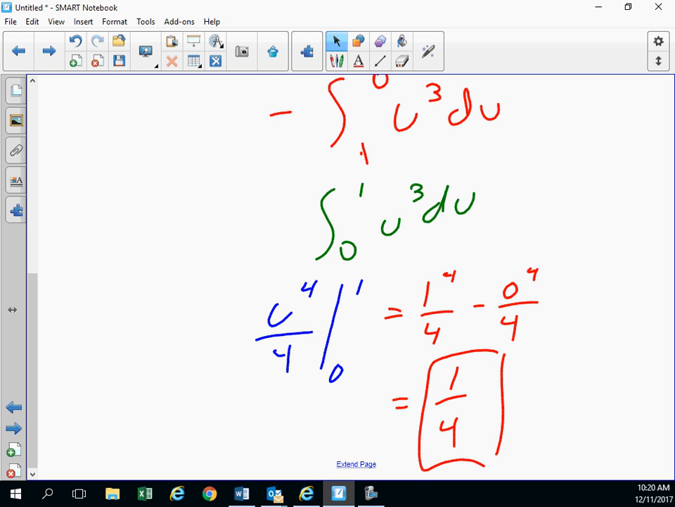A reminder yet again, when you are doing u substitution, if you have limits on your integration sign, you change those limits and you do not go back to x's. Never go back to the x's if you're doing u substitution with limits. Okay?